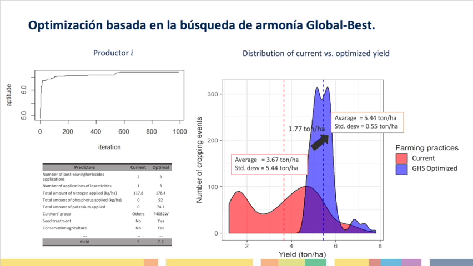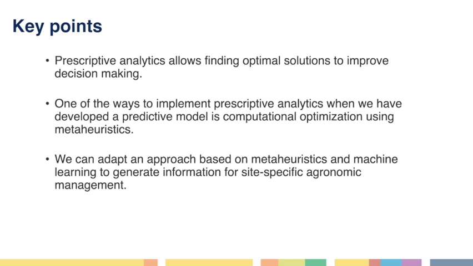As we can see here, the distribution in blue is when the producers applied all the practices that are optimized. The additional advantage of using these techniques is that we also have the capacity to reduce the variability from 5.44 to 0.55. And this would be our proposal for contributing to closing the productive gap. So based on this solution, the producer can be given specific information per site so that they can take better decisions.